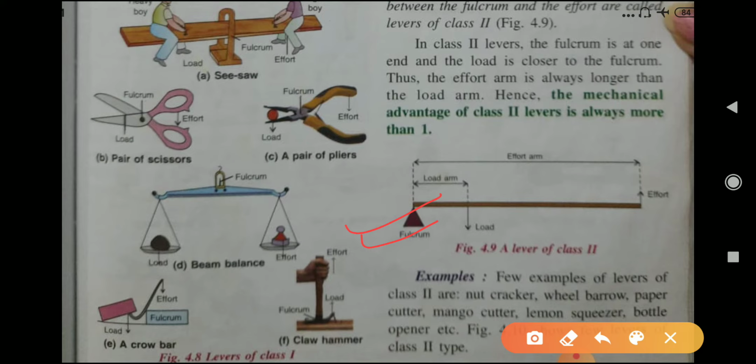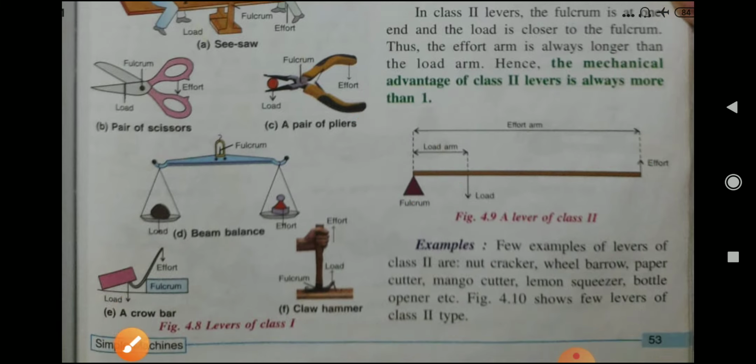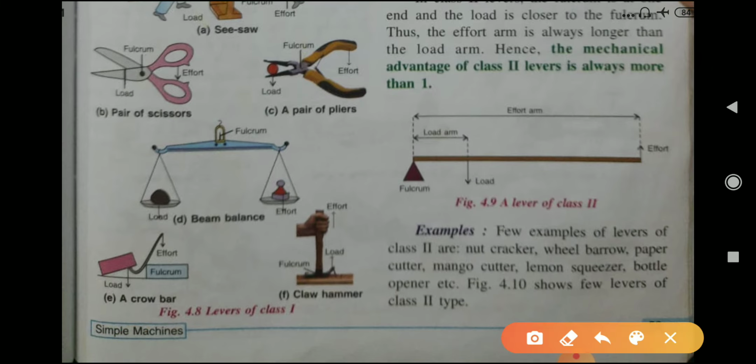Okay, hence the mechanical advantage of a class 2 lever is always more than 1, because here the effort arm is always greater than the load arm. Therefore, the mechanical advantage of this lever is always more than 1. Some examples you can see here: wheelbarrow, nutcracker, paper cutter, mango cutter, lemon squeezer, bottle opener. These are the examples of class 2 lever.